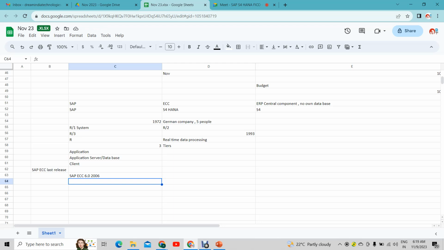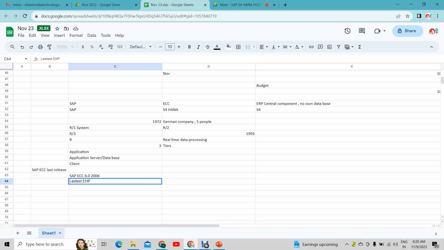For this ECC 6.0, the latest EHP, we call it as EHP. What is the meaning of EHP? It's all about releases and product. That's all. What is the EHP? Terminology, at least try to understand. EHP, enhancement package.